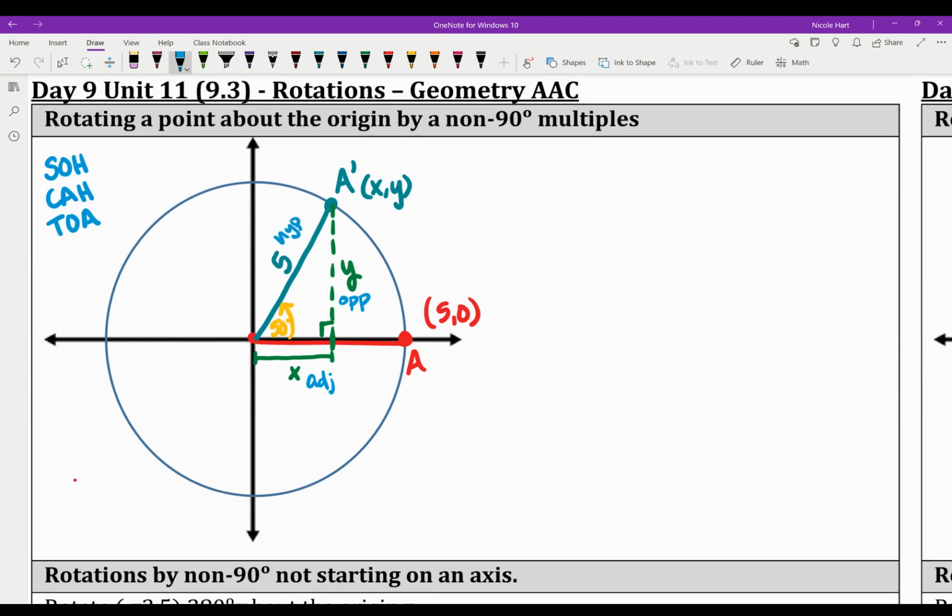Now we're going to have to do trigonometry twice because I can't do x and y at the same time. So first I am going to find my x value. For x, that is my adjacent, and I have my hypotenuse. So that tells me I am going to use cosine. To find x, we are going to write an equation that says cosine of 50 degrees equals our adjacent side x over our hypotenuse 5.